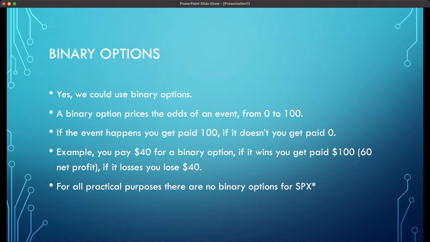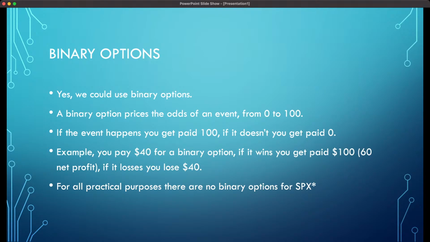So for instance, say there is a binary option that costs $40. If you win, you get paid $100, so you make $60 in net profit. But if you lose, you lose the 40. So notice that this position has defined risk, $40, and defined profit, $60. So binary options are a fantastic way of implementing a systematic trading structure.